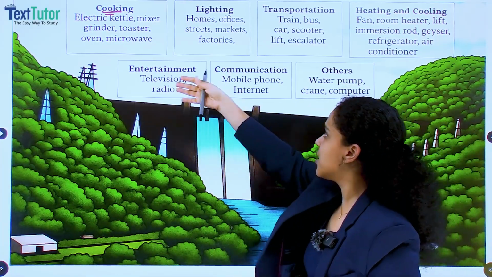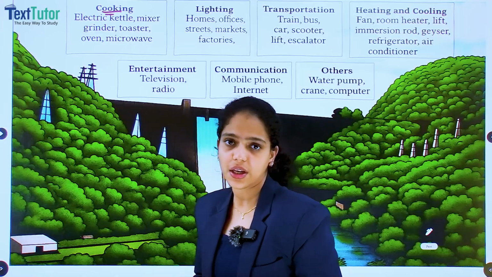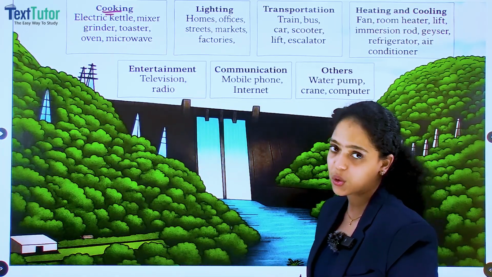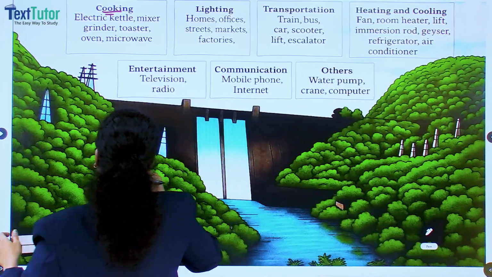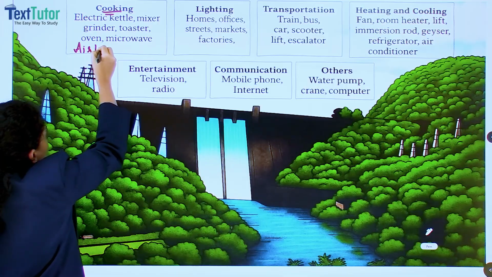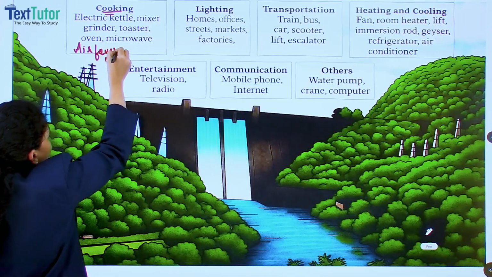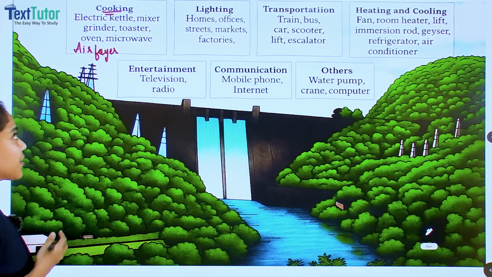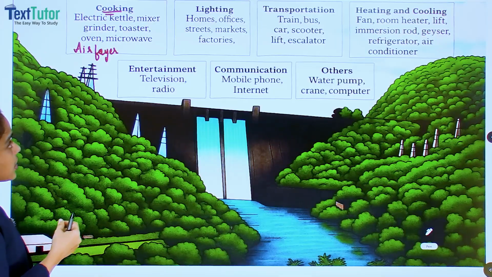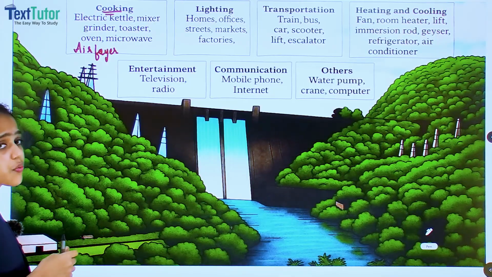There are so many other things for cooking where we use electricity. There are so many electrical devices for cooking. Other than this, we can add or write air fryer. An air fryer uses electrical energy to cook the food. There are so many examples of electrical instruments which are used for cooking.